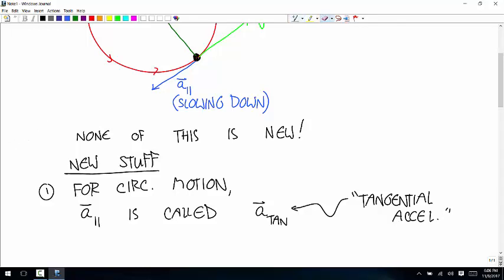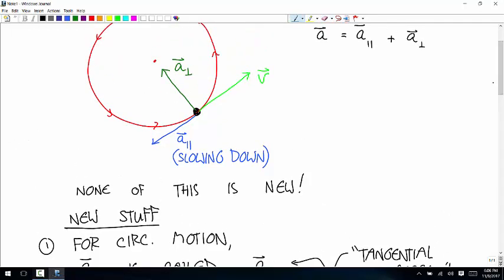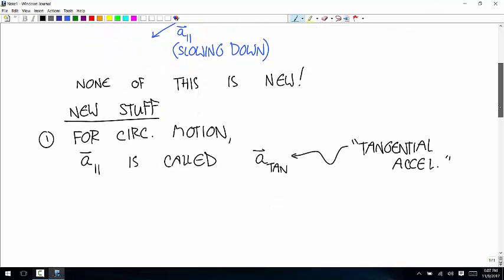Okay, so here's where that comes from. We know that always, if you draw the path, the velocity has to be tangent to the path. We know A parallel has to be parallel to the velocity. So, we might as well say that A parallel is tangent to the path. That also has to be true. And so that's where tangential comes from. It's tangent to the path, tangent to the circle at whatever point it's on. Okay, so the first new thing is that we have a new name for A parallel.